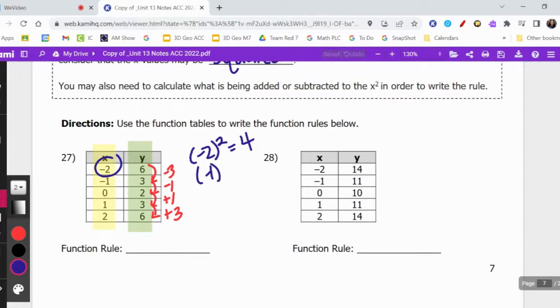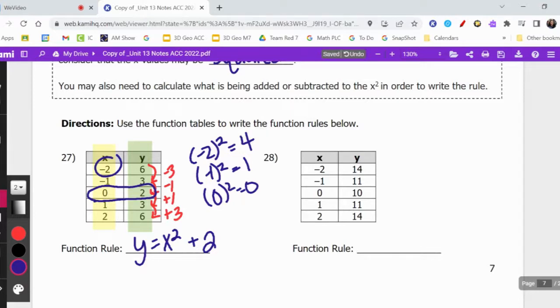If negative 1 was squared, you'd get 1. What would you have to add to that to get to 3? You'd have to add 2. If 0 was squared, you'd get 0. What would you have to add to that to get 2? You'd have to add 2. So the function rule here is y equals x squared, and you're going to have to add 2 once you square the x. And you'll also see that 2 right here for the y-intercept.